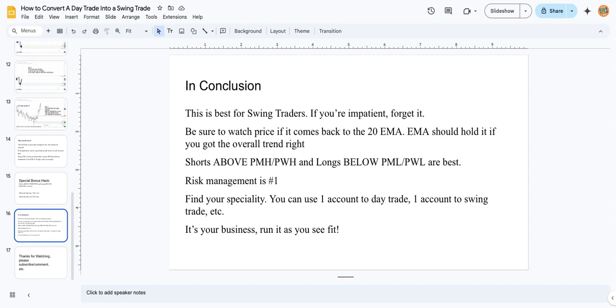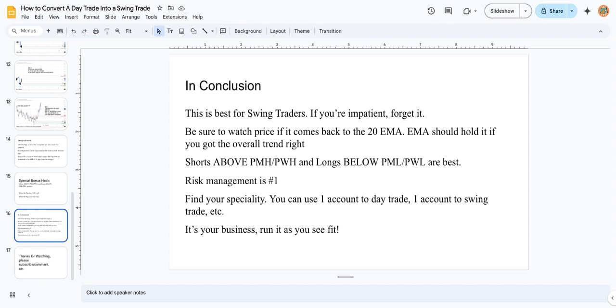Again, short above the prior month high or prior week high. Look to go long below the prior month low or prior week lows. The indicator for mark levels is best for that, to show you those levels on a clear chart. Risk management is still going to be number one.